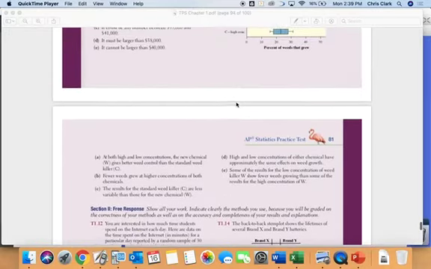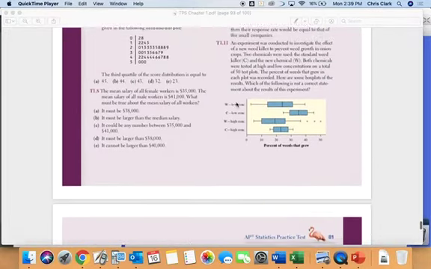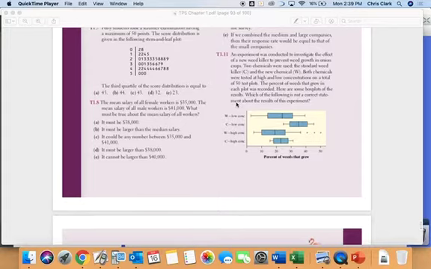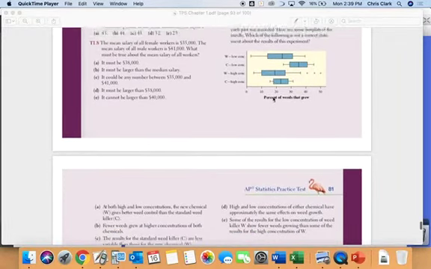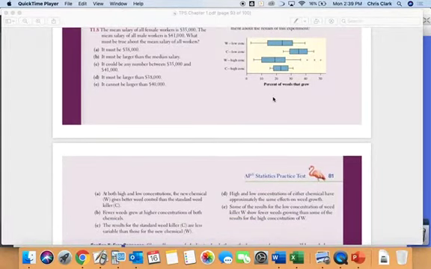All right, so number 11 is talking about a new weed killer compared to the standard weed killer. We're trying to figure out which is not a correct statement about the results. So we'll kind of go through and find the not correct one. It says, at both high and low concentrations, the new chemical gives better weed control than the standard weed killer. So if I'm looking at the low concentration versus low, the new is better. High and high, the new is better. Okay, so that's a true statement.